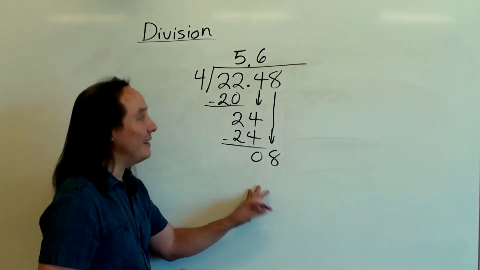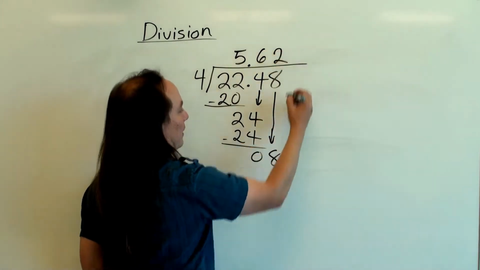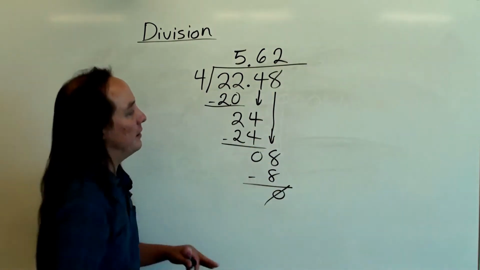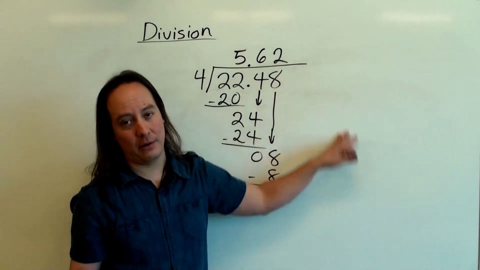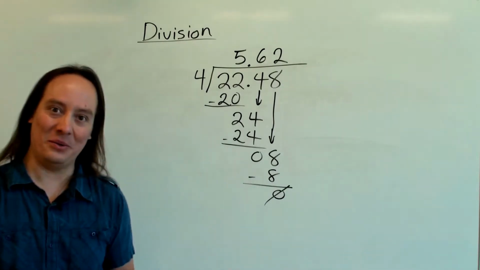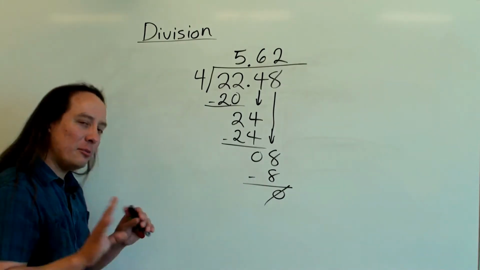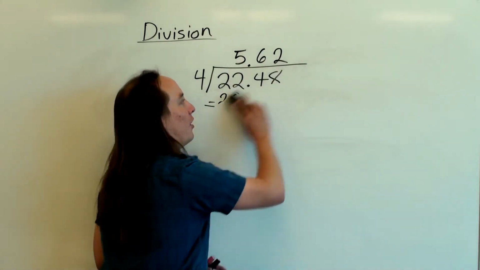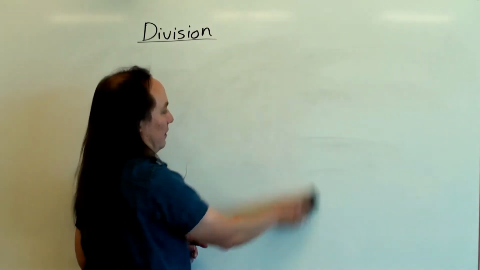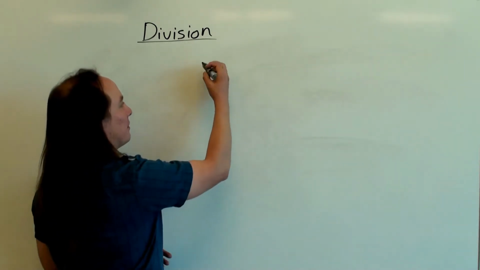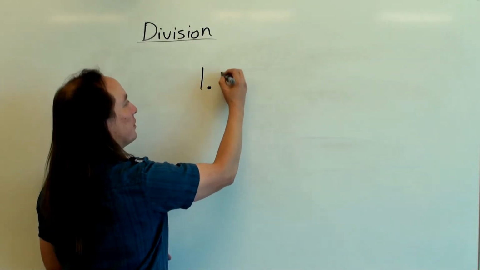And 4 goes into 8. Yeah, 4 goes into 8 2 times. 2 times 4 is 8. No remainder, so I don't need to add zeros to continue. It's finished. All right, so the answer is 5.62, okay? So that was not too bad, but now watch what the next one's going to be like. And this is probably the hardest kind of division. I don't know if it's hard, but it's where sometimes we get mixed up with the rules a little bit.